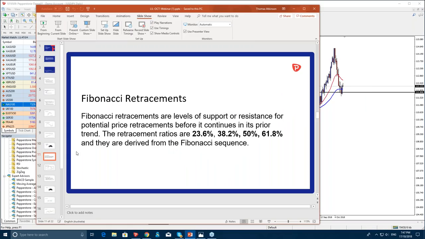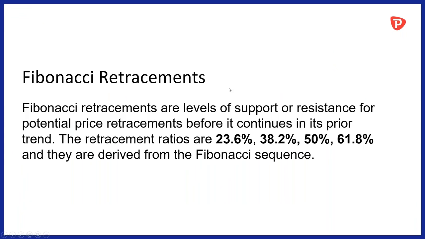So we'll just quickly jump back into the slides. I just want to talk about Fibonacci. So Fibonacci is another thing that swing traders use and we like to use. Obviously, we've got the 23.6, the 38.2, the 50, and the 61.8. A lot of times we've mentioned this. We love the 38.2 and the 50% Fib.